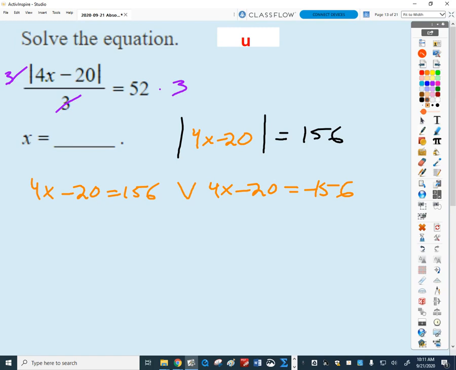And so what do we get? Who got an answer for that? If we solve those, what do we get? X equals 44, or X equals negative 34. Is that what everybody got? Give me a thumbs up if that's what everybody got. Okay, good. And we could check those, and they're going to work, I'm assuming. I'm not going to take time to check them this time.